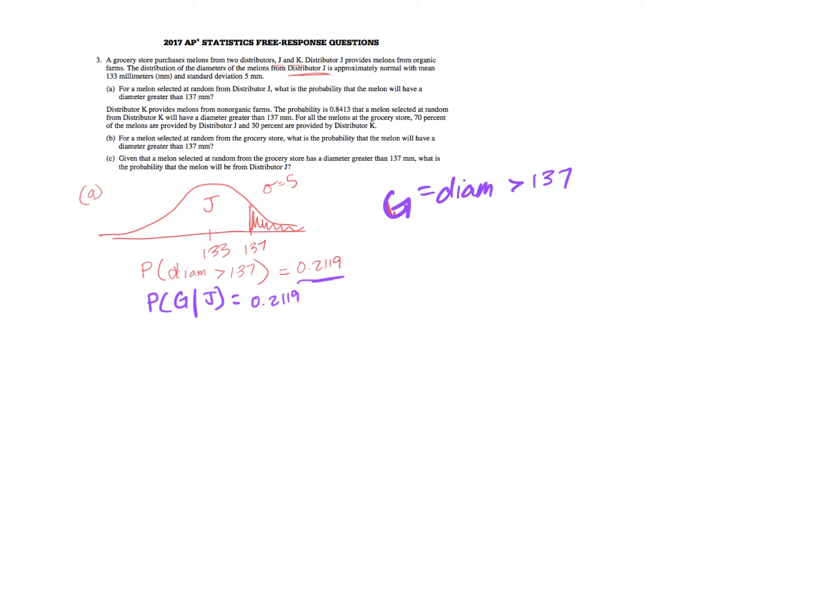Okay. So when we get to part B, now I have the symbols in the communication to say, all right, this 0.8413 is the probability of G given that it came from distributor K. And I think it's just going to help us keep clear all that, because as you look, we're going to start having lots of probabilities thrown at us, and it's going to be hard to keep them all straight. That's the intention here.